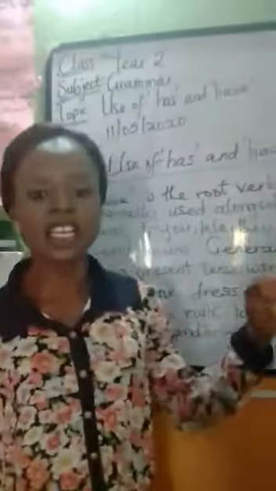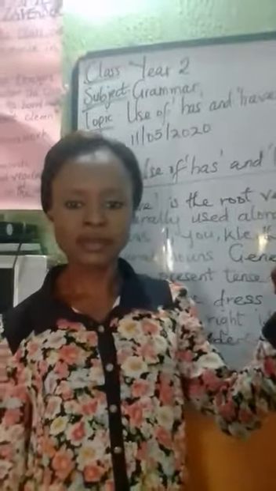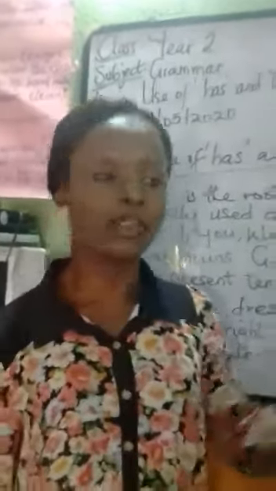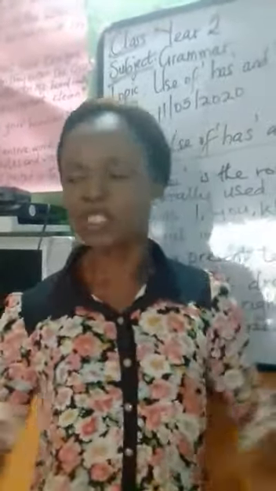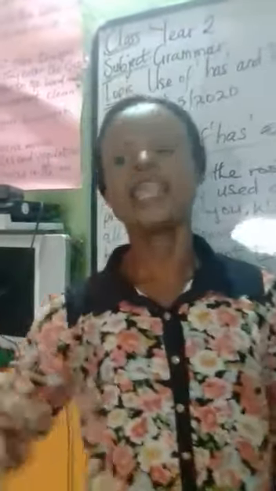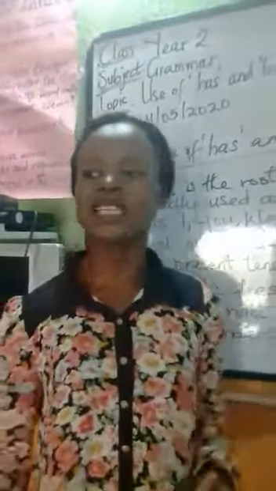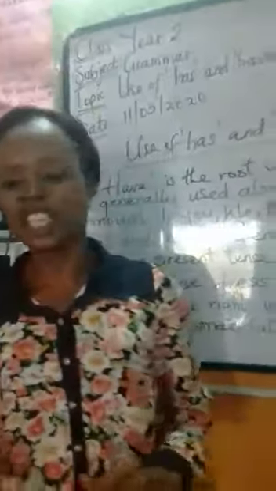Coming to has. Has is used for the third person singular. What do I mean by the third person singular? The third person singular are these: he, she, it. But the third person plural, they, goes with have. You don't say they has, rather you say they have. But those third person singulars, he, she, it, all go with has, as we have here on the board.